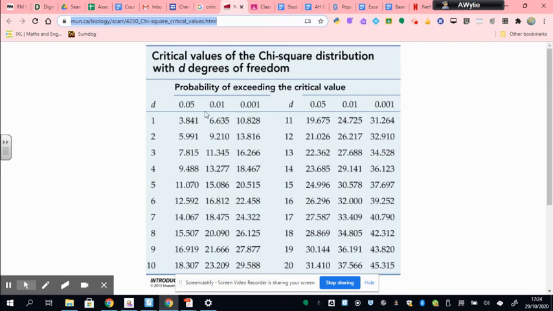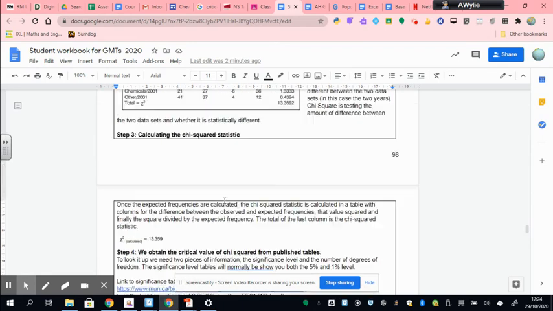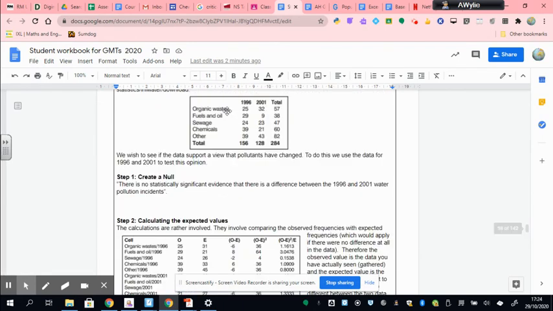So the main point we can now determine is that we are 99% confident that we can reject the null hypothesis and that therefore suggests there is evidence that there is a difference between the pollutants in those 2 years.